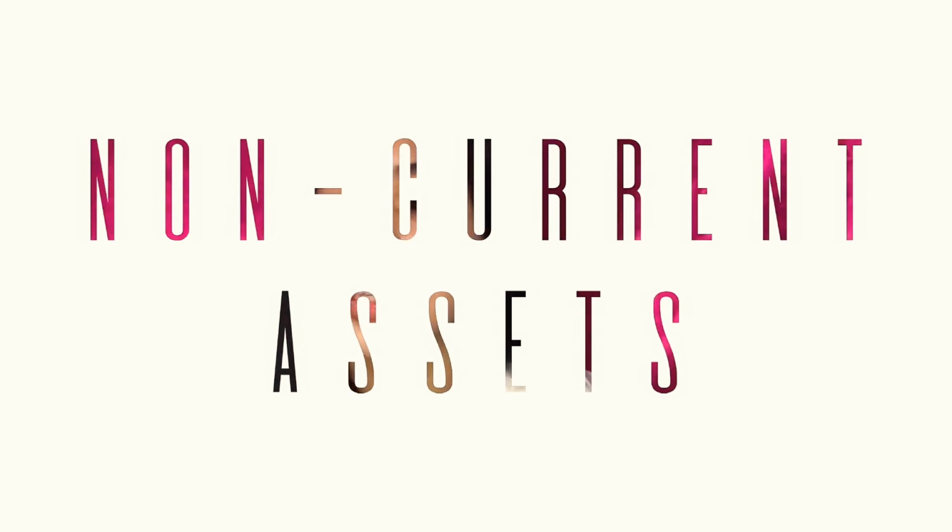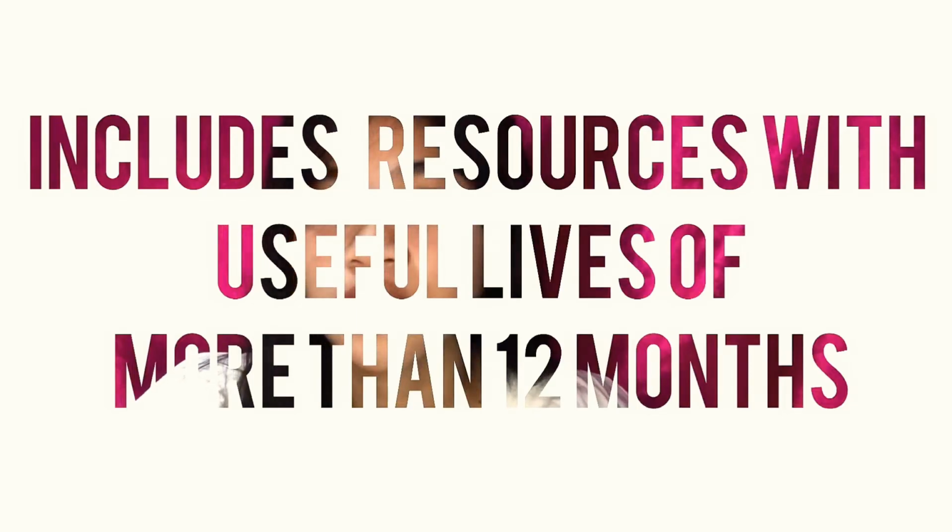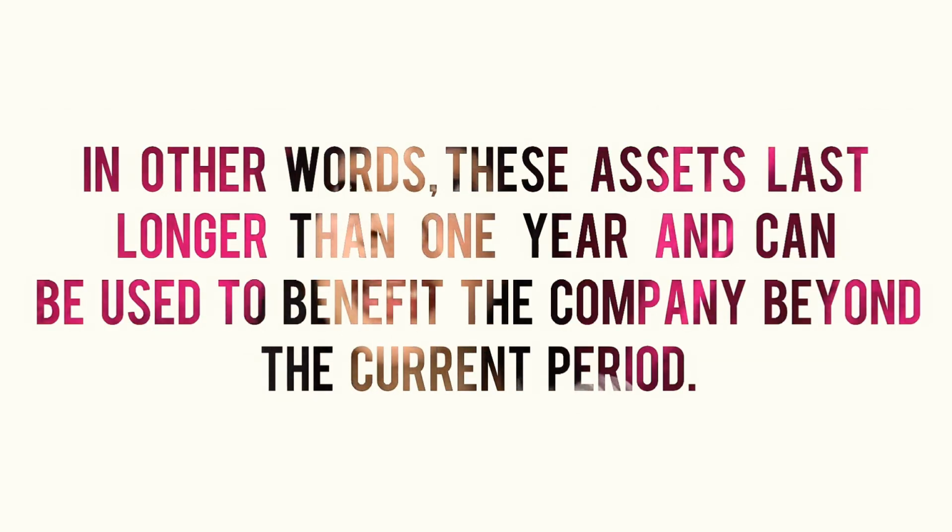The non-current assets section includes resources with useful lives of more than 12 months. In other words, these assets last longer than one year and can be used to benefit the company beyond the current period. The most common non-current assets include property, plant, and equipment.